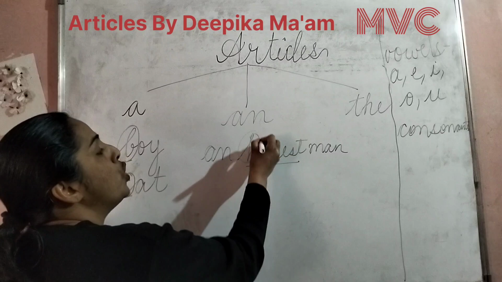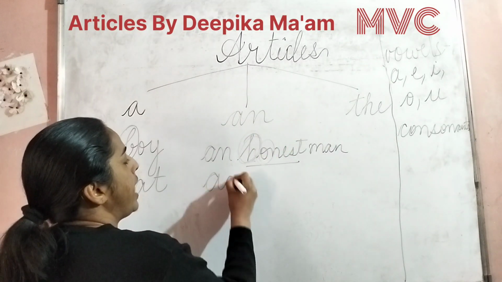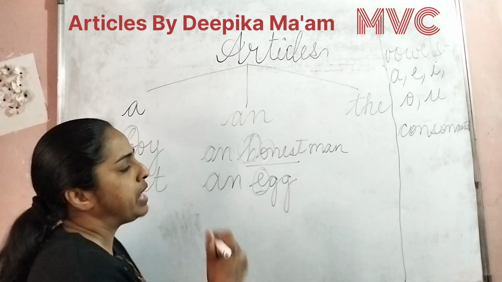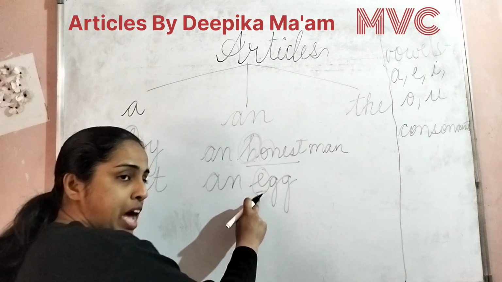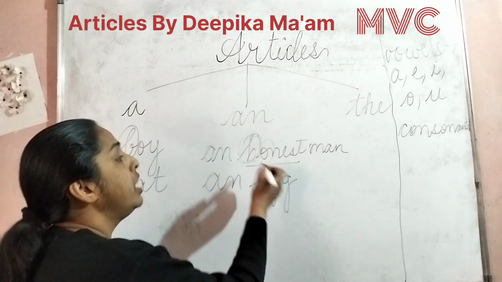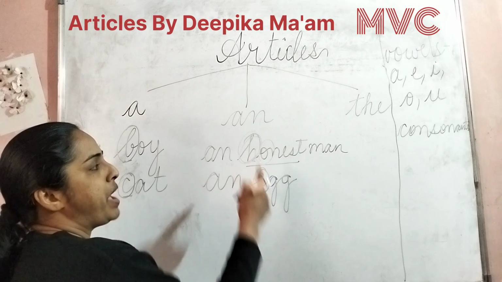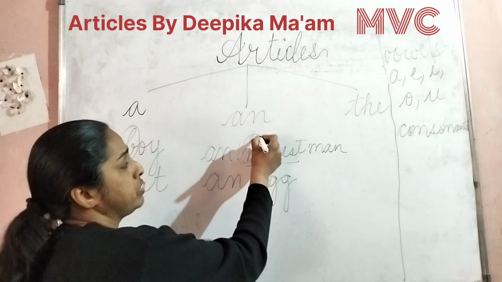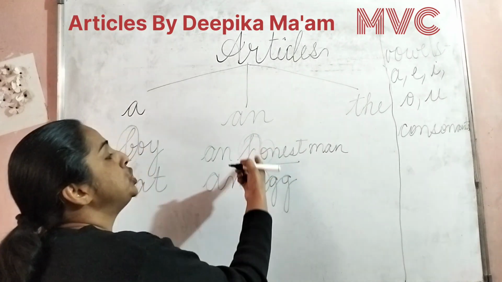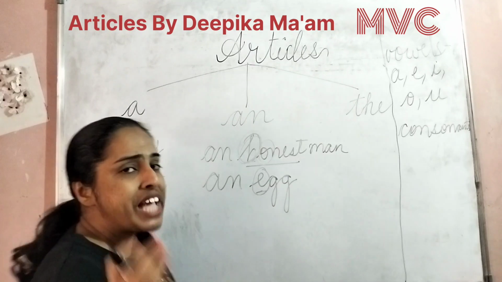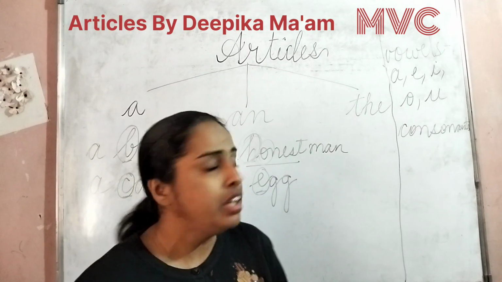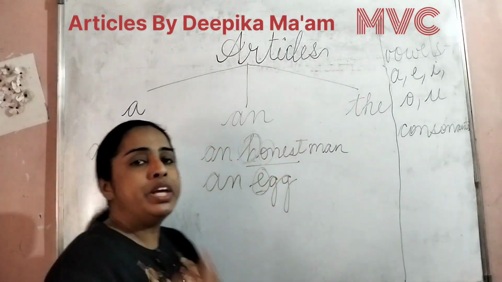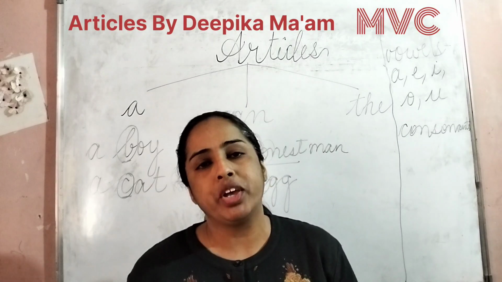Thus, to summarize, an will be used where the word starts with a vowel sound. An egg. So, as it is written with a vowel, it starts with a vowel and is pronounced also with the sound of a vowel. So, it's a simple thing to understand. Why did I use this example, an honest man? Because we are supposed to focus on the sound of the first word. Okay, it should start with a vowel sound. Whichever word will start with a vowel sound will be prefixed with an. I hope it's clear.